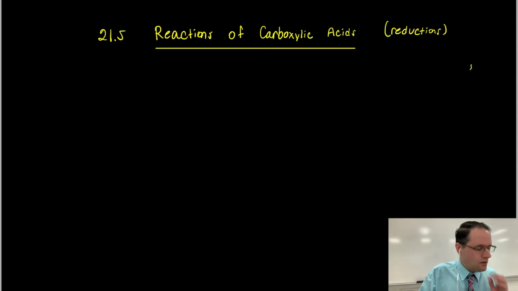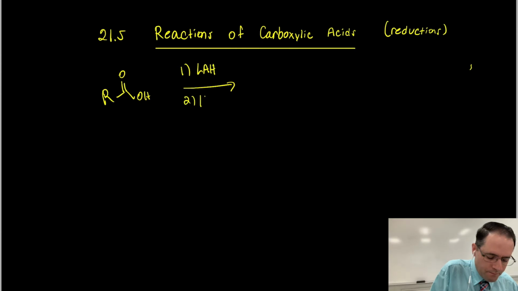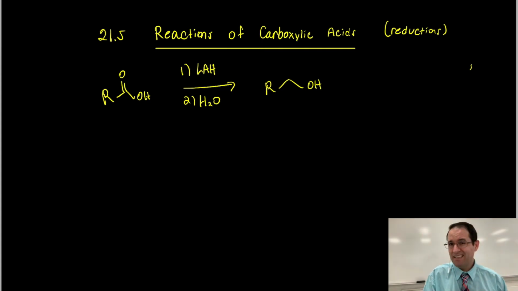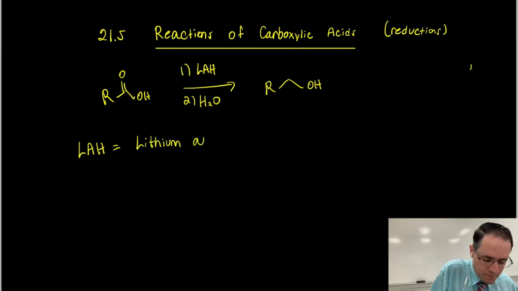Okay, so first things first, if you have a carboxylic acid and you add lithium aluminum hydride to this, followed by water, you'll form the primary alcohol. LAH is lithium aluminum hydride.